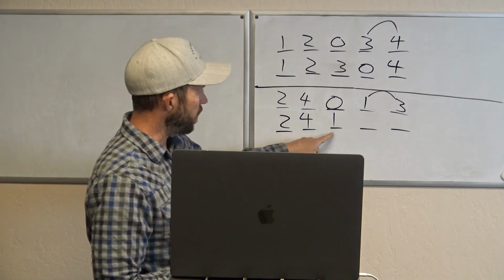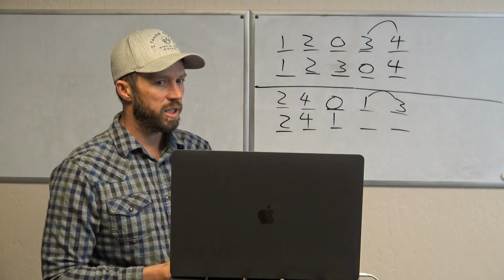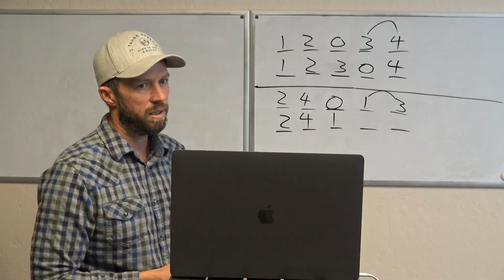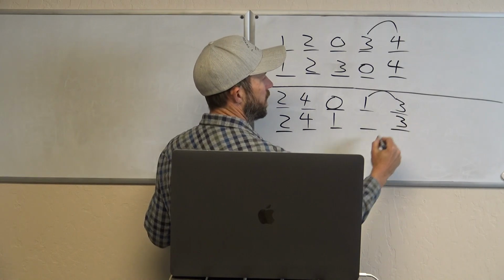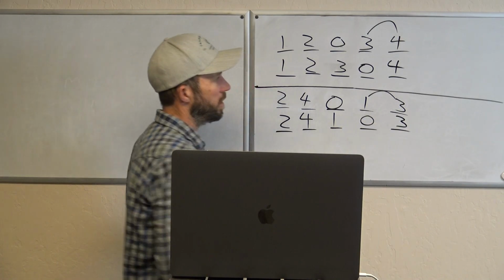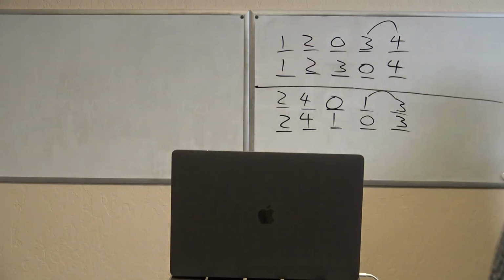And then in this world, all I've got left is 0 and 3. The fifth digit has to be higher than the third digit. 0 is not higher than 1. So 3 has to go there. 0 has to go here. And now I am completely done with the game.